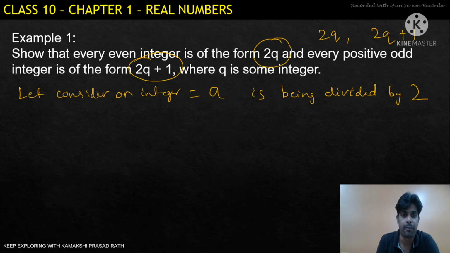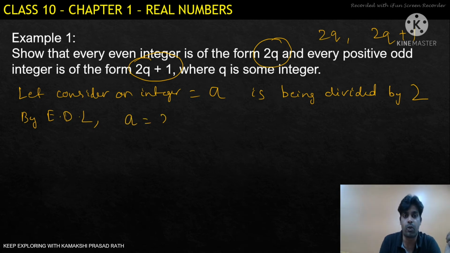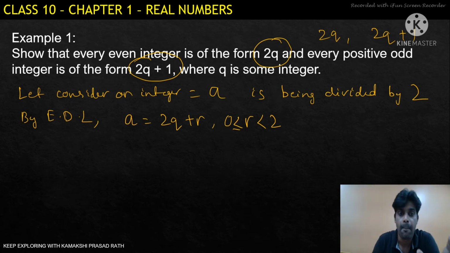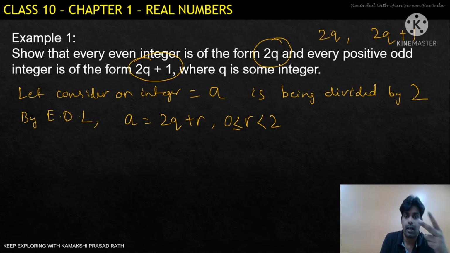So when a is divided by 2, we will use Euclid's division lemma. By Euclid's division lemma, a equals 2q plus r, where r is less than 2 and greater than or equal to 0. Now we have two cases here.